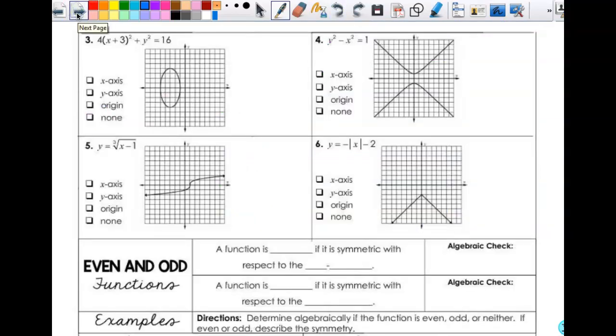Okay, let's look at number 3. So if I reflect this in the y, or let's see, it starts with the x-axis. So I feel like if I reflect this in the x-axis, I think it's going to look the same. If I reflect it in the y-axis, it'll end up over here, so no. Origin will rotate it over here, so no. So I'm going with x-axis. To test the x-axis symmetry, I substitute in negative y for y. So this is going to give me 4 times x plus 3 squared plus negative y squared equals 16.